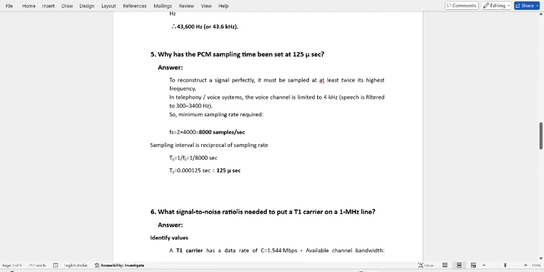Now fifth one: why has the PCM sampling time been set at 125 microseconds?